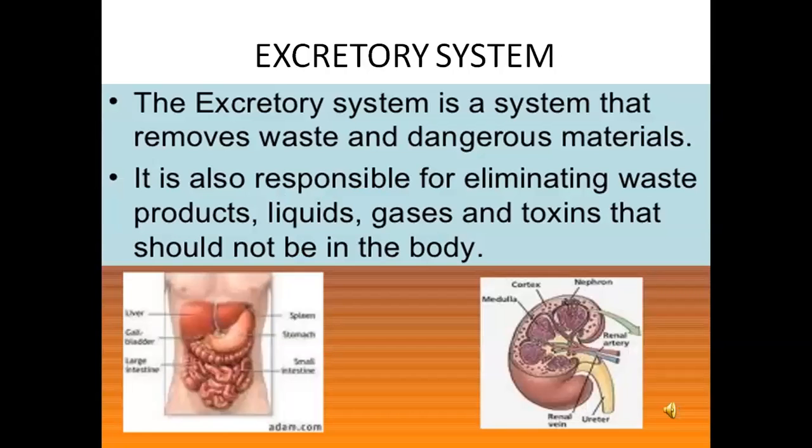Excretory system. The excretory system is a system that removes waste and dangerous materials. It is also responsible for eliminating waste products, liquids, gases, and toxins that should not be in the body. The nitrogenous wastes are removed from the body by the excretory system. It is composed of kidneys, ureters, urinary bladder, and urethra.